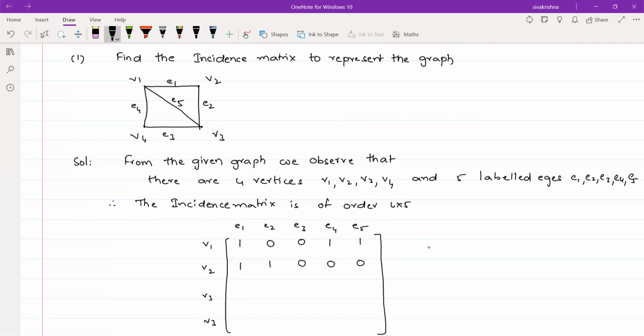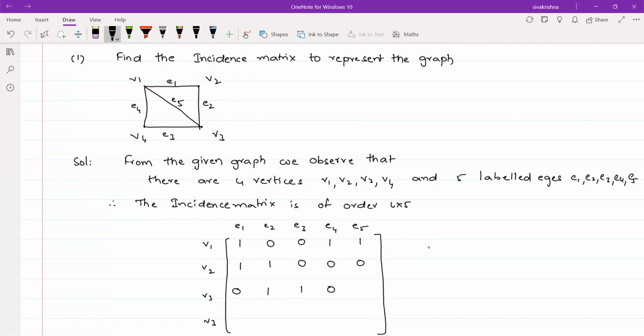Second row completed. Coming to the third row, V3 E1: is the edge E1 incident on the vertex V3 or not? No, so we write 0. V3 E2: yes, E2 is incident on both the vertices V2 as well as V3, so we write 1. The edge E3 is incident on V3, so we write 1. The edge E4 is not incident on V3, so we write 0.